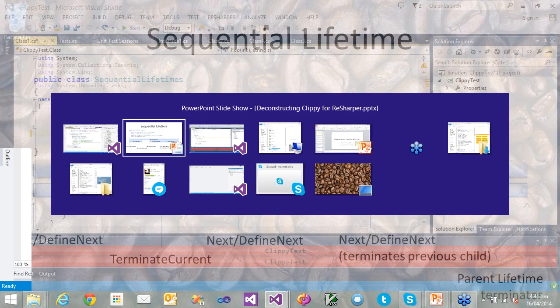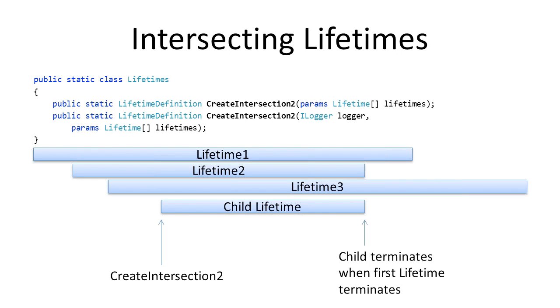Again, to demonstrate with a diagram, when we call create intersection here, if we have these three lifetimes, at the point we call create intersection, we've got three lifetimes currently in flight, and what will happen is that the child terminates when the first of any of those lifetimes terminates. So this allows us to make sure that the right balloon is closed.